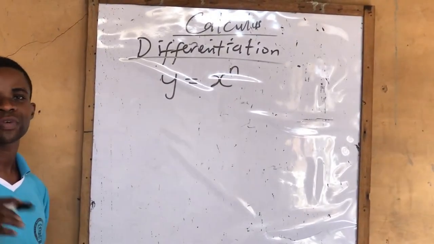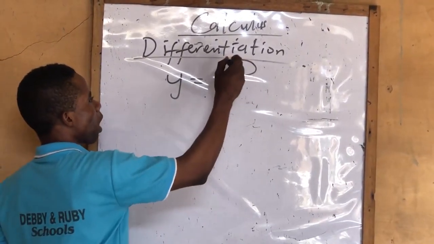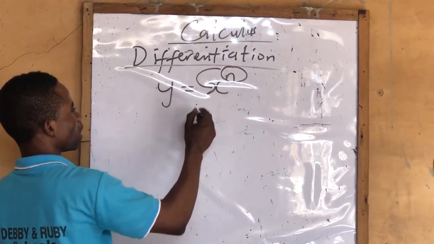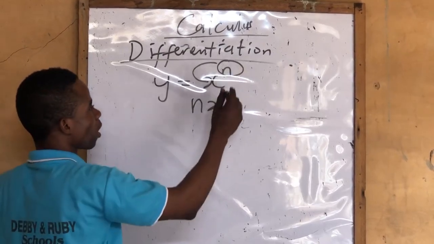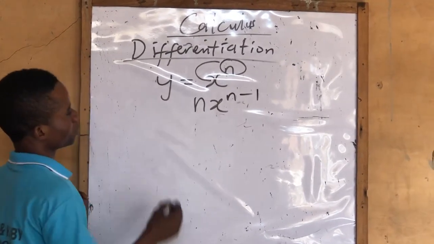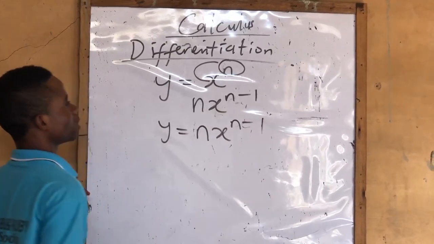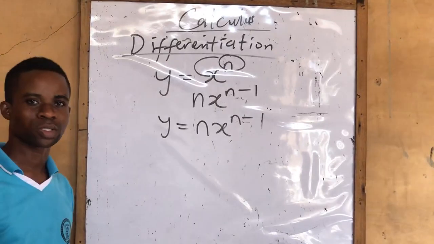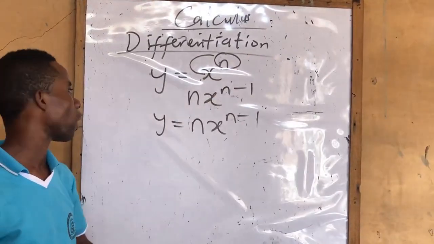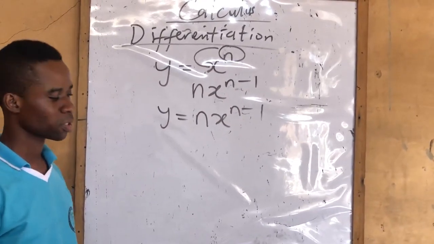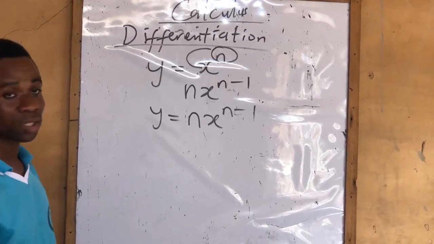And anytime we want to differentiate, how do we differentiate? We take this power, we use it to multiply this. That will be nx. We now subtract, we remove 1 from this power, minus 1. That means y equals nx raised to power n minus 1. That is the way we differentiate. We multiply this power by this, and we have to subtract 1 from that power. That's how to differentiate. Now, after we've known how to differentiate, let's give some examples.